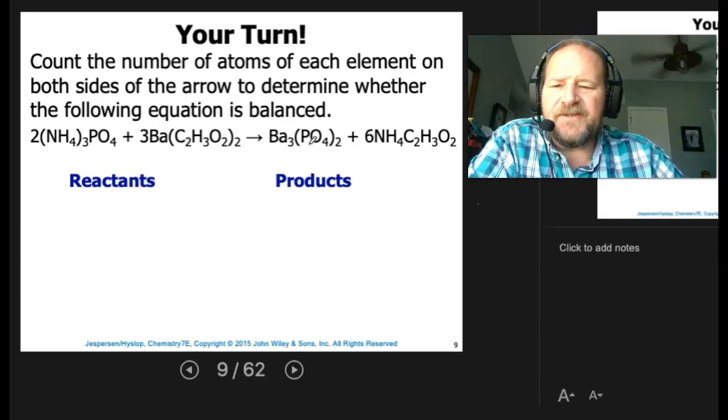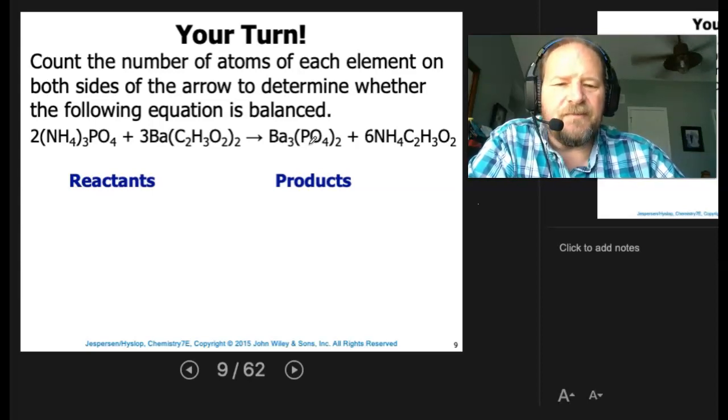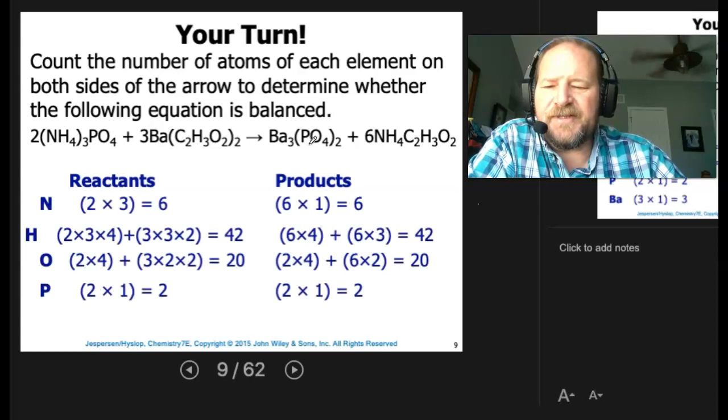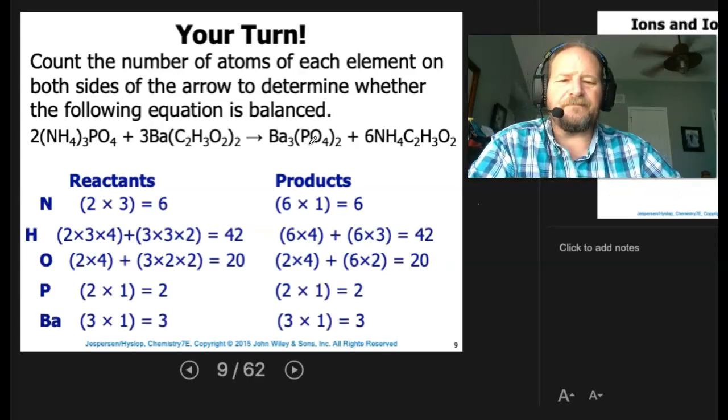Count the number of atoms of each element. So again, it's another your turn problem. So I'll give you a chance to pause here. And now we'll check your answers and see how you did. Hopefully that all worked out for you.